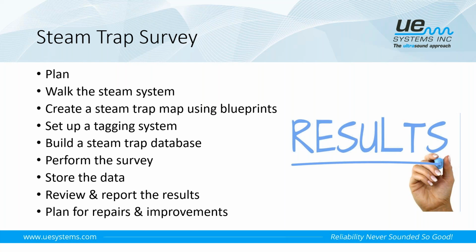We're going to take out any tags if we want to tag them as we're doing the survey. And I'm going to talk about a way where we've made this a little bit easier for you as far as the reporting and documentation, because we do have a steam trap app that's available now that can do a lot of this stuff for you. But we're going to store the data, and then we're going to review and report the results. And then we need to make sure that we plan for the repairs and improvements.